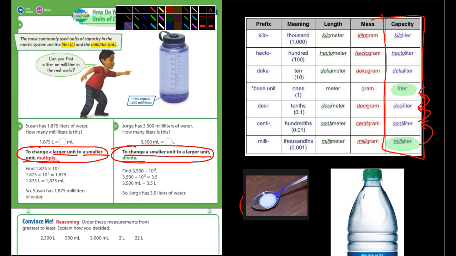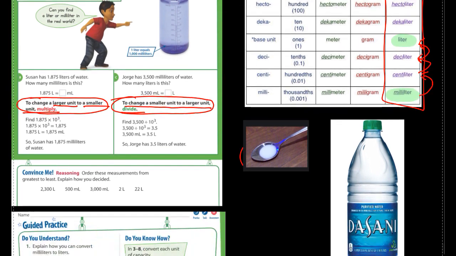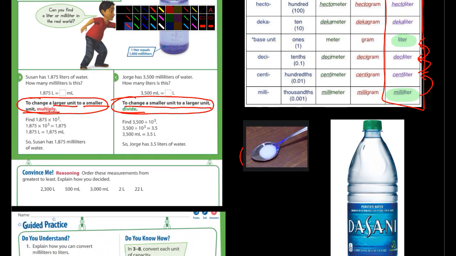All right. Down at the bottom of the page, it says, convince me, and it's reasoning. And it says, order these measurements from greatest to least. Well, so first off, let's look at everything as a liter, okay? Because that's the largest volume. And so here we have 2,300 liters. I don't see anything larger than that.